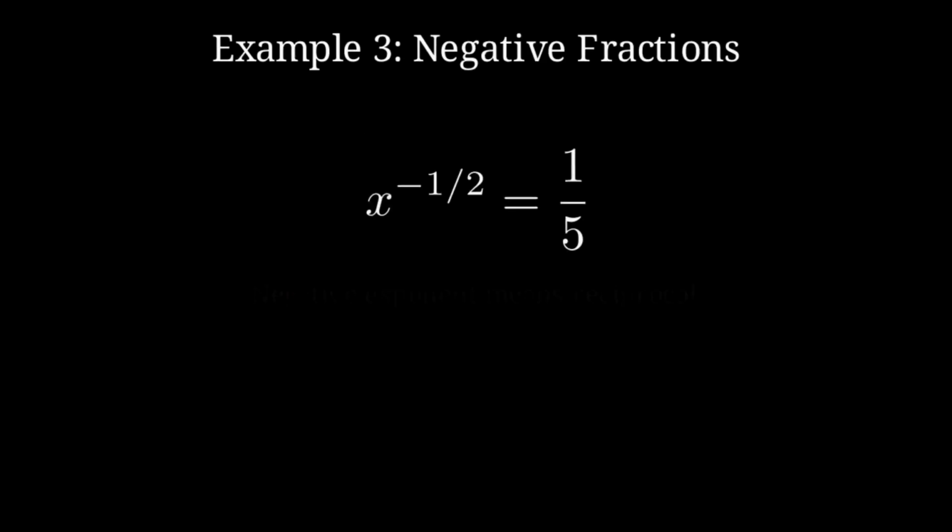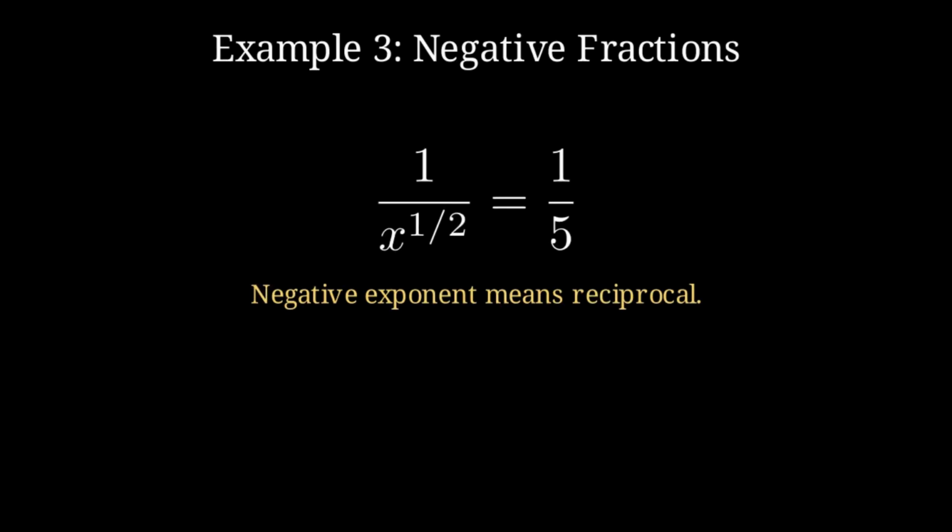What if the exponent is negative? Remember that a negative exponent signifies the reciprocal. By flipping the fraction, we get x to the 1/2 power equals 5. From here, we square both sides to find that x equals 25.